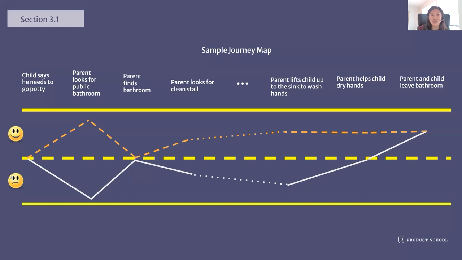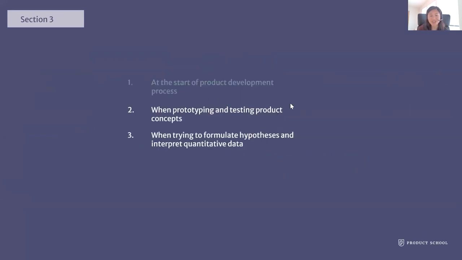Qualitative research is great at helping you identify unarticulated customer problems. And these are the problems that I, as a product manager, find the most interesting to solve, when customers don't even know that they had a problem in the first place. I'll give you two other times when I use qualitative research. One is to test out product concepts.